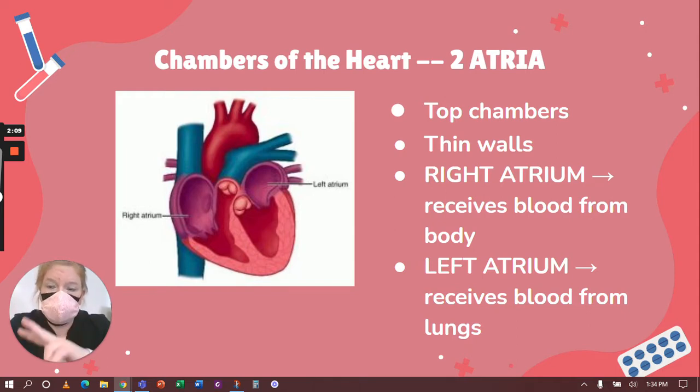There are 2 upper chambers and 2 lower chambers in the heart. The 2 upper chambers are the atria, and atrium for singular. They have relatively thin walls. Why? They don't have to pump very far. Literally, they're sitting on top of the ventricles. The atria's job is to pump the blood to the ventricles. That's like having to walk from your bed to the dresser, okay? Not a big deal. They don't need a lot of muscle to do that. The right atrium receives blood from the body. The left atrium receives blood from the lungs.